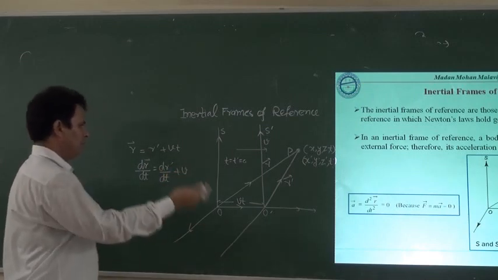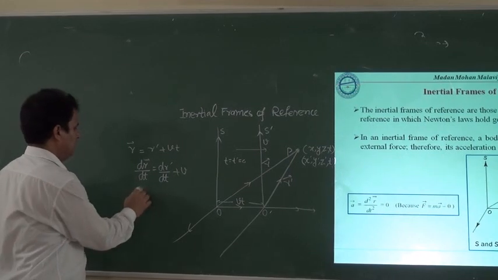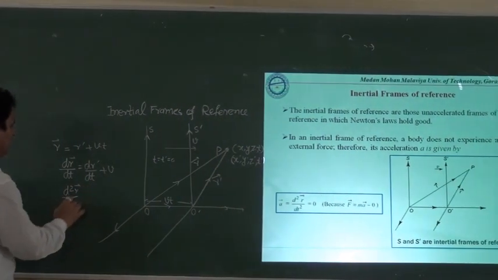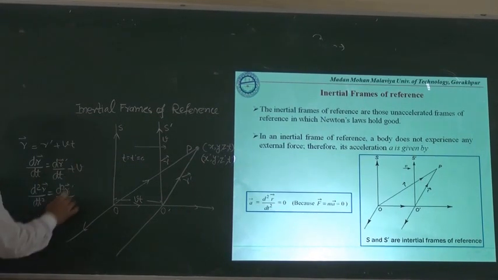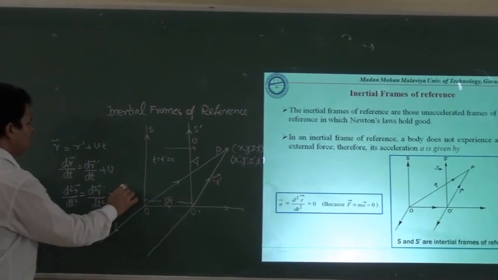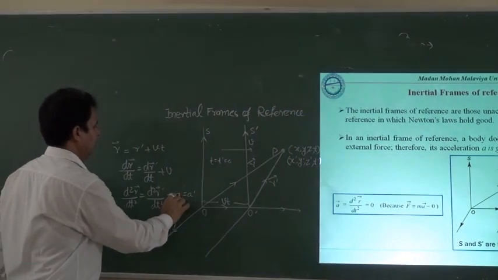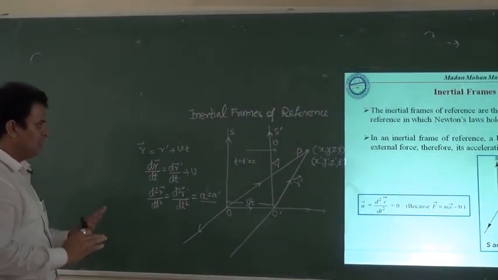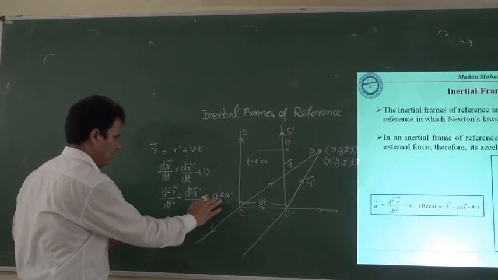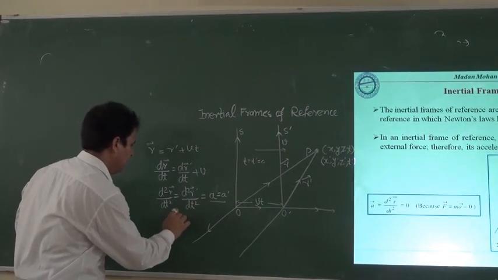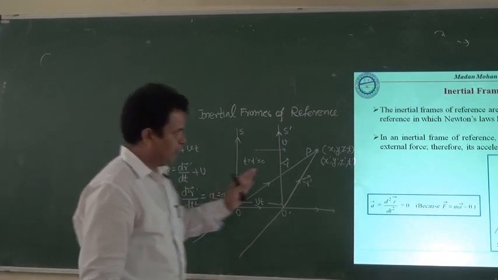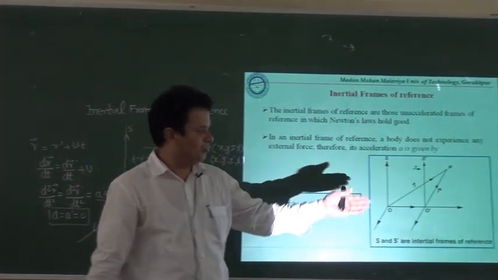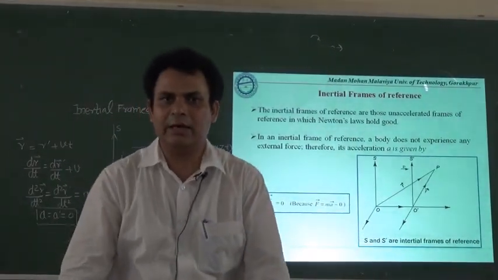If we differentiate once again, then we will have d²r/dt² equal to d²r'/dt², and both will be equal: a equals a'. For an inertial frame of reference, it is essentially required that the acceleration must be 0. That's why a equals a' equals 0. If these conditions are fulfilled by these two frames of reference, then they will be in the category of inertial frame of reference.